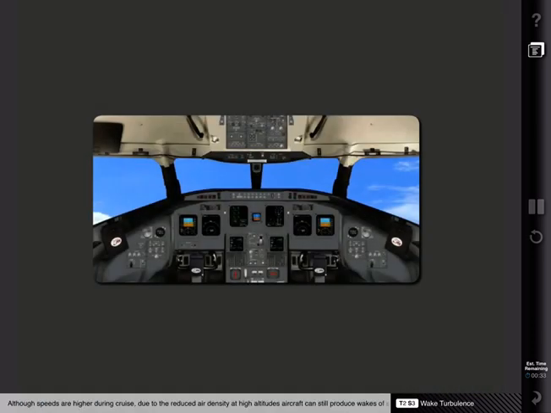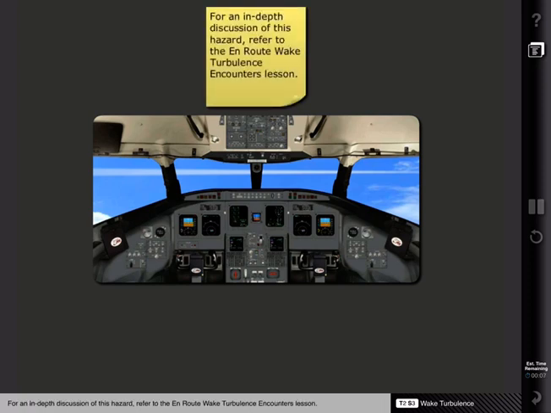Although speeds are higher during cruise, due to the reduced air density at high altitudes, aircraft can still produce wakes of severe intensity during the cruise phase of flight. In addition, the recent advancements in navigation precision and the rising air traffic volume have increased the frequency of wake turbulence encounters in the en route environment. For an in-depth discussion of this hazard, refer to the En route wake turbulence encounters lesson.